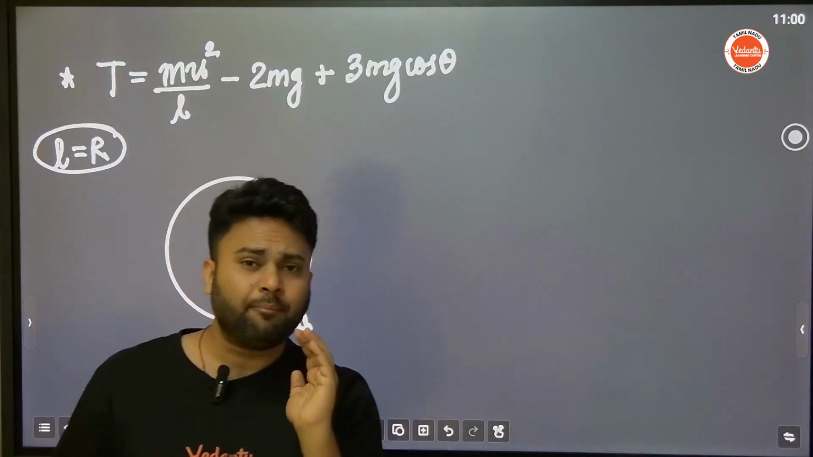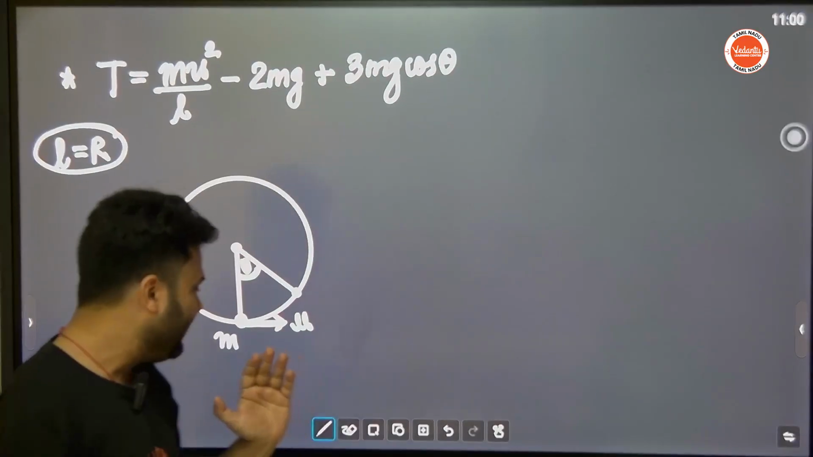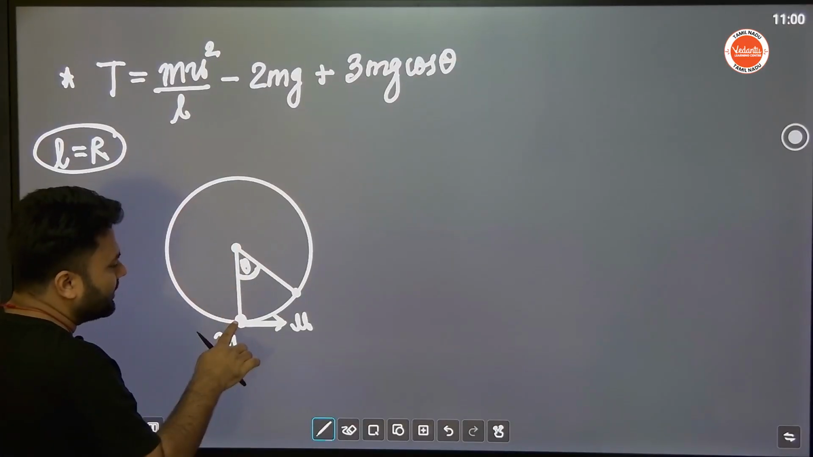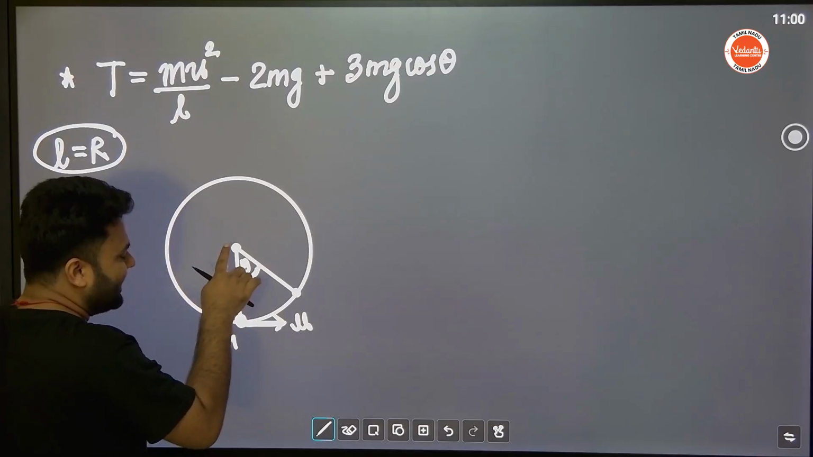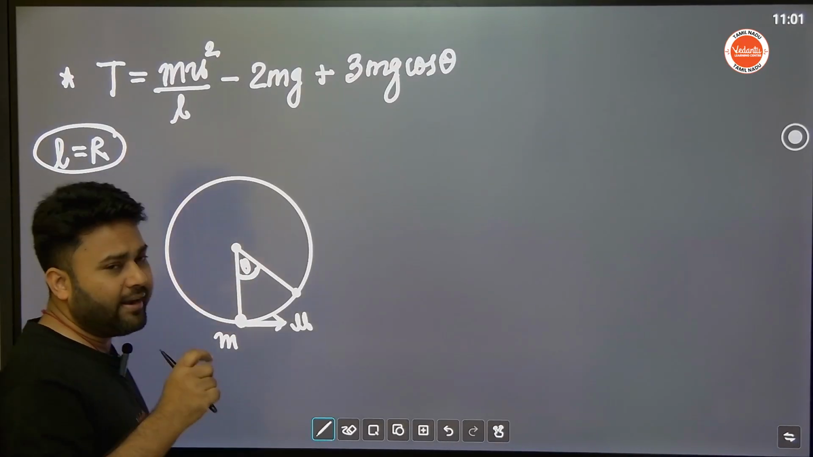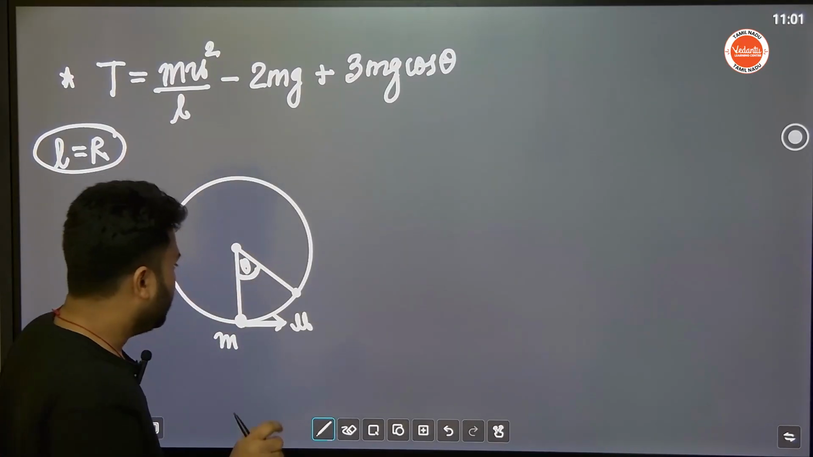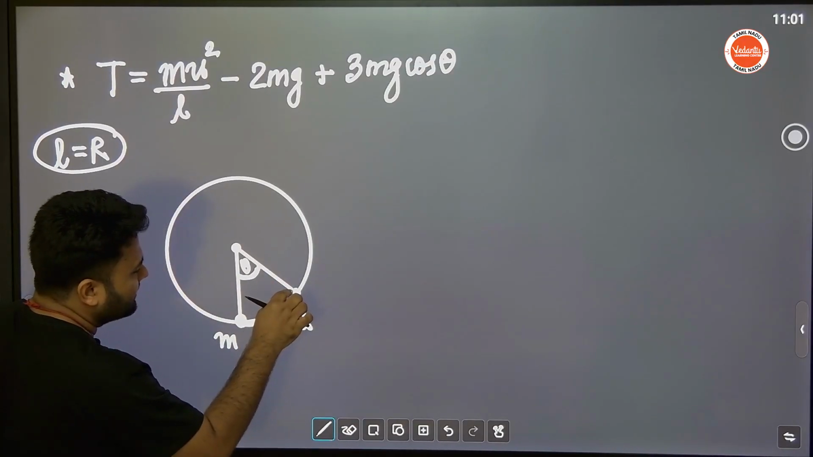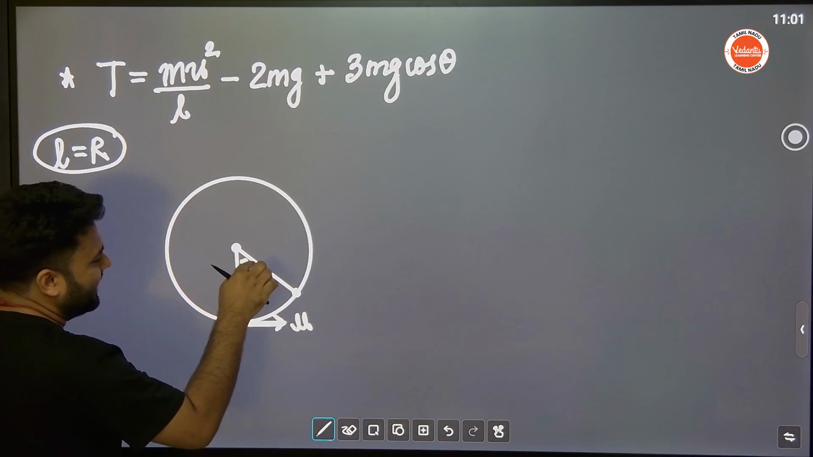Now remember, a very important thing I am telling. Theta, always take it at that position. First this line, theta will be the angle between this line and where they are asking the tension. Suppose they are asking the tension here, so you join this point to the center. This angle will be theta.